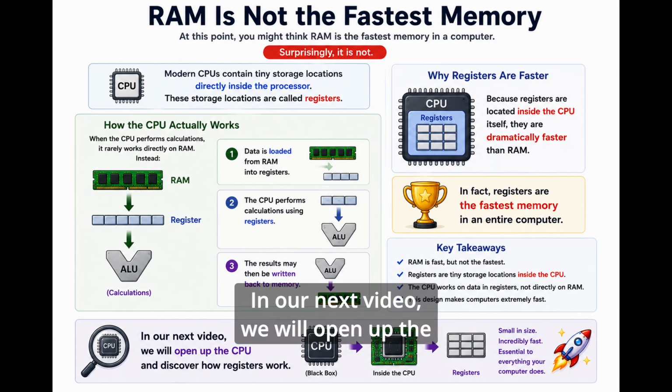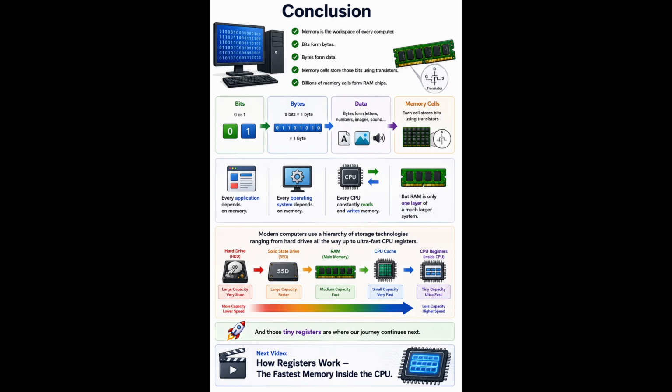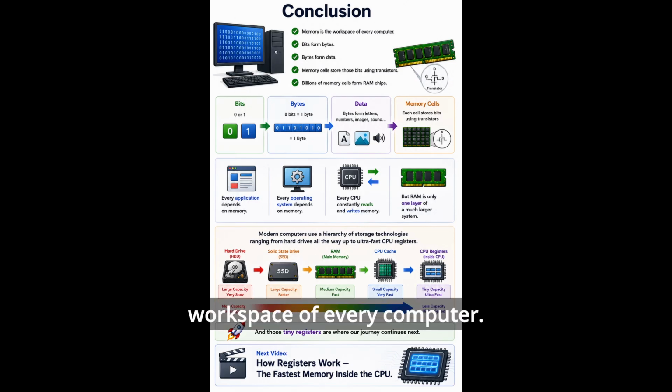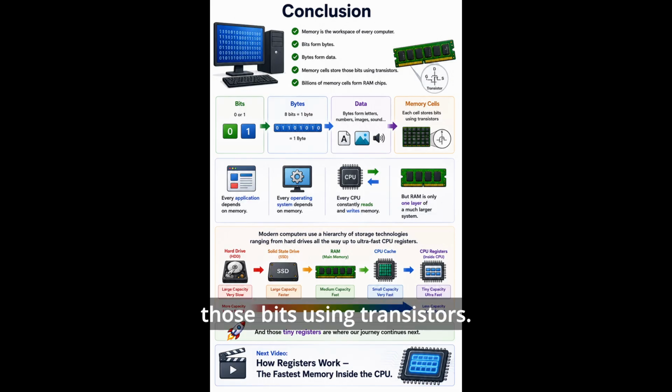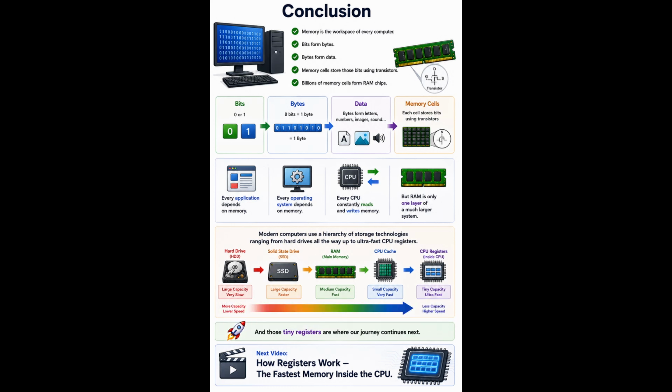In our next video, we will open up the CPU and discover how registers work. Conclusion: memory is the workspace of every computer. Bits form bytes. Bytes form data. Memory cells store those bits using transistors. Billions of memory cells form RAM chips. Every application depends on memory. Every operating system depends on memory. Every CPU constantly reads and writes memory.